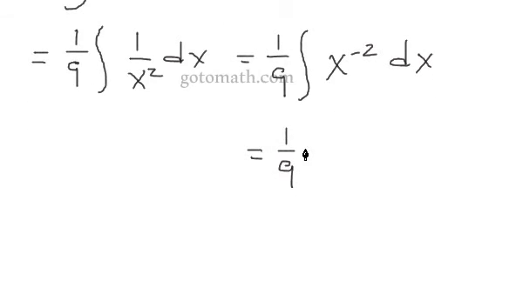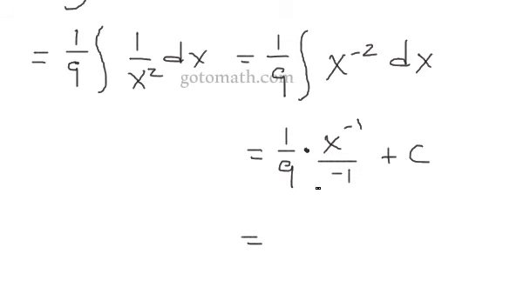Rewrite that as 1/9 times, now we add 1 to the exponent. Well, I tell you, this is where confusion comes in. It's like, do we subtract 1 or add 1? We add 1. Differentiation, you subtract 1, okay? Alright, so this becomes negative 1 over negative 1 plus c.